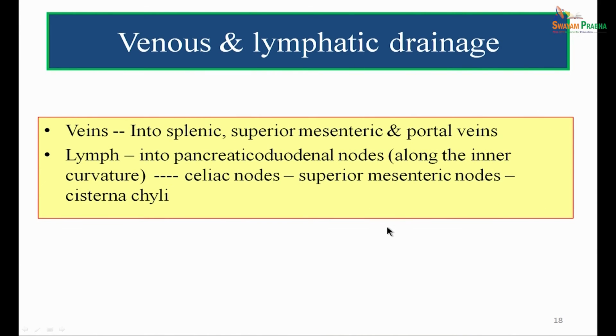Coming to venous drainage, the veins, like in any other abdominal structure, will be draining into splenic veins, superior mesenteric veins, and finally into portal veins. The lymphatics will be draining into pancreatico-duodenal nodes along the inner curvature of the duodenum. From there into celiac nodes, from there into superior mesenteric nodes, and finally into the lymphatic sac known as cisterna chyli, from where the thoracic duct arises.